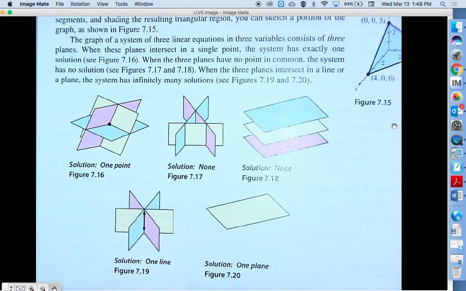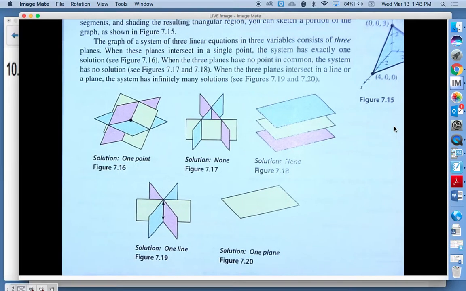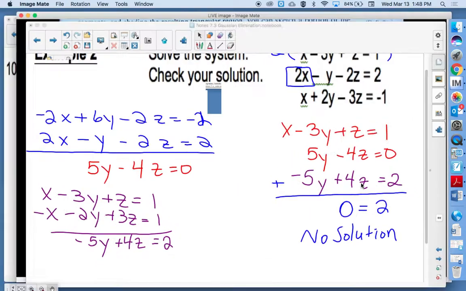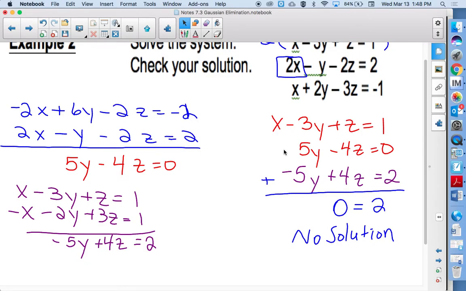All right, so one more problem with this elimination. Are there questions on example 2?